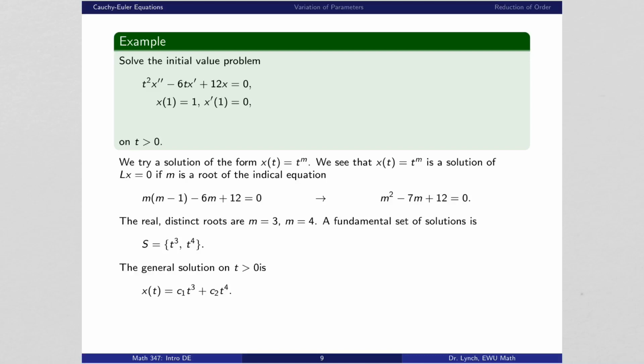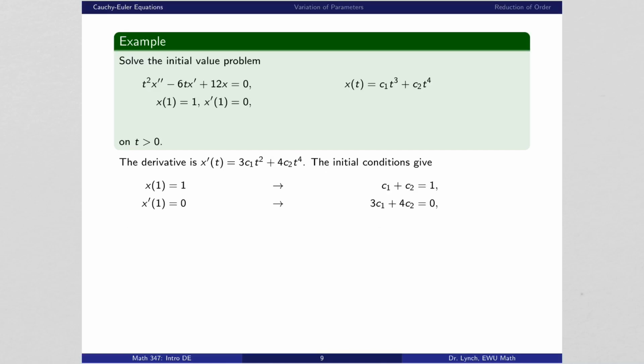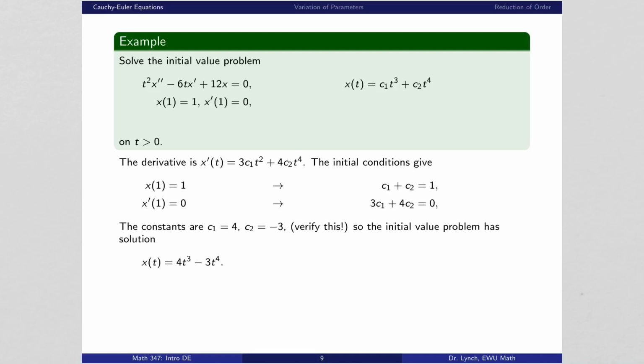Okay, so once again here we're operating on the interval t greater than 0, but a perfectly good solution on that interval turns out to be c1 t cubed plus c2 t to the 4th. Now what remains here is to pick c1 and c2 in order to satisfy the initial condition. So here we'll do that. x of 1 is 1 tells us that c1 plus c2 has to be 1, and x prime of 1 equals 0 tells us that 3c1 plus 4c2 has to be 0, which again gives us solution to the system, and that solution is c1 equals 4 and c2 equals minus 3.